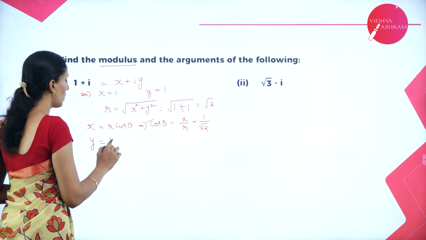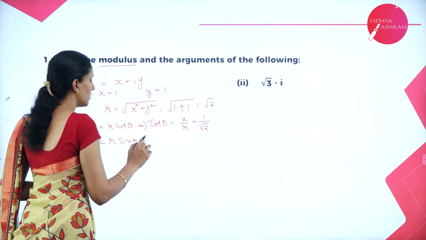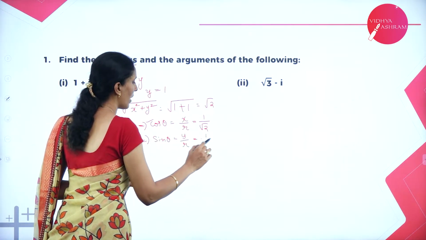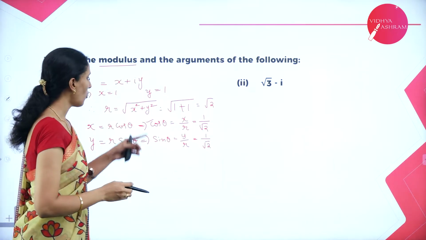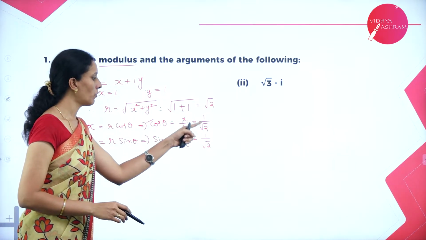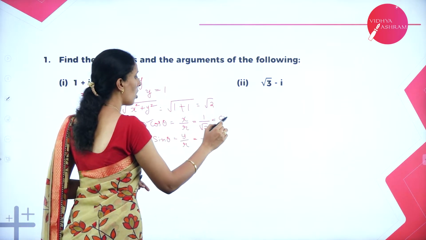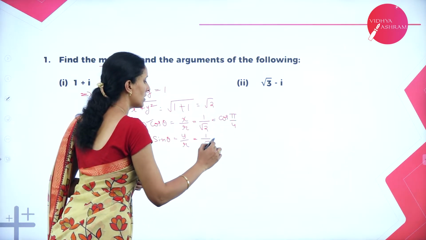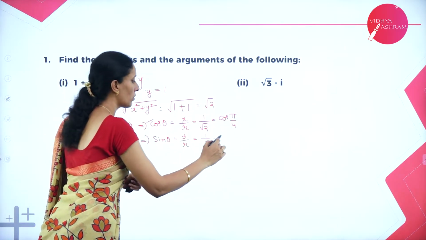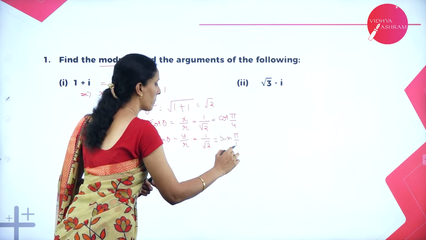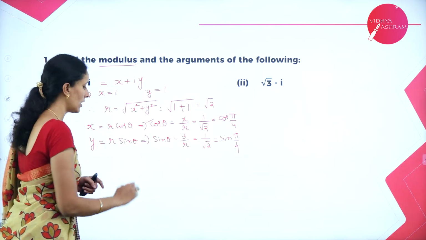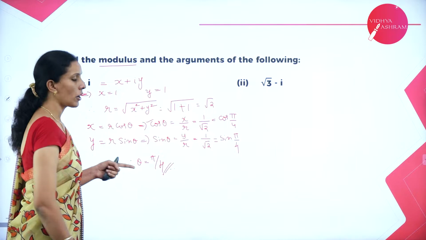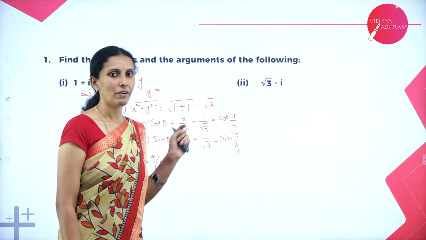Next we have y is equal to r sin theta. So sin theta will be equal to y by r. So again it is 1 by root 2. For what value of theta is cos theta equal to 1 by root 2? 1 by root 2 is for cos 45 degrees, that is cos pi by 4. So similarly for sin theta, if it is 1 by root 2, the value is sin pi by 4. So therefore the theta value here is pi by 4. So this is the argument or amplitude of the given complex number.